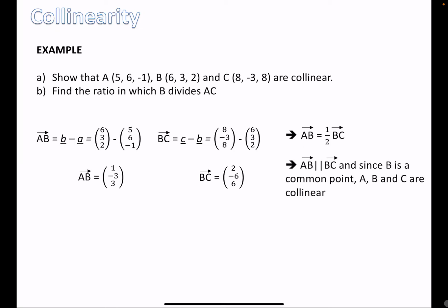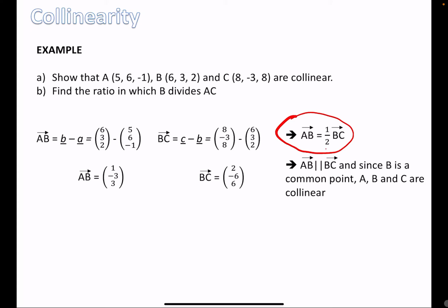So because we've now realized this, we have to have written this number first of all. We can then say AB and BC are parallel. That's not enough to show that they're collinear. So we have to say, and since B is a common point, A, B, and C are collinear. It's a bit of a faff, but it's the same sentence every time. Obviously, it might be different letters and different numbers, but it's the same thing every single time.